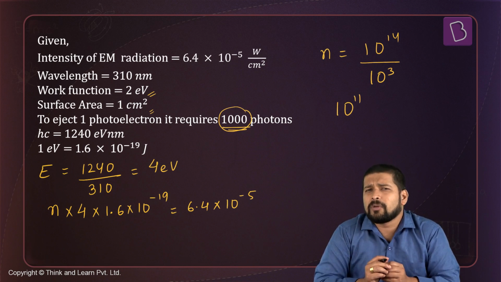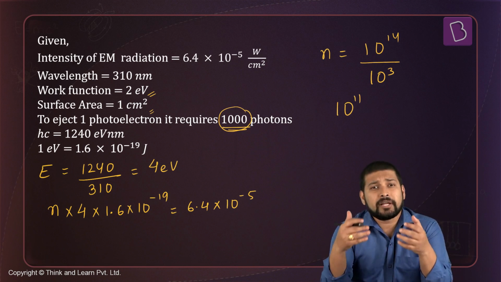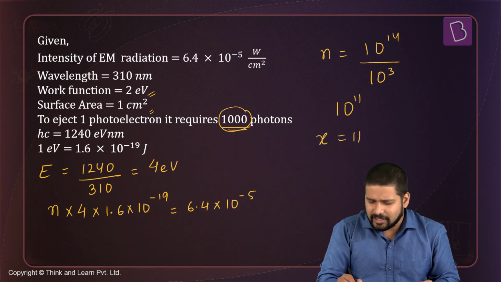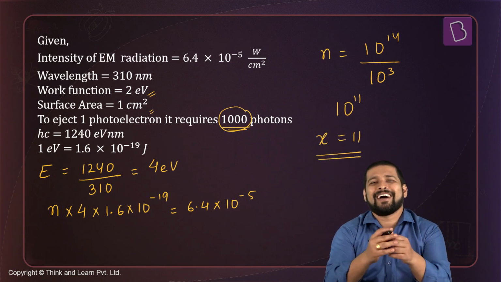And as asked in the problem, we have to express it as 10 to the power of x, and we have to find the value of x, right? So clearly the value of x is equal to 11, and that is the answer to this question.